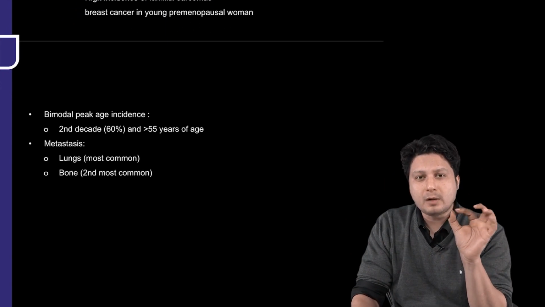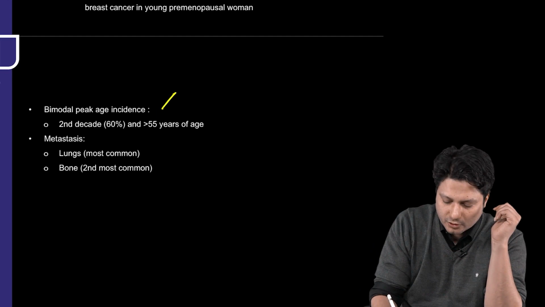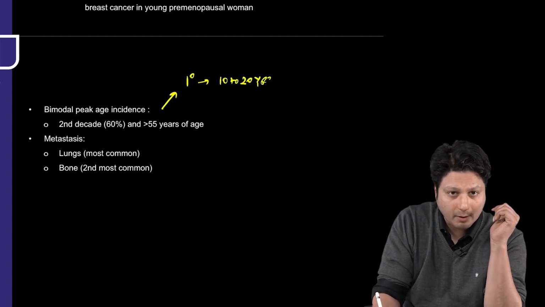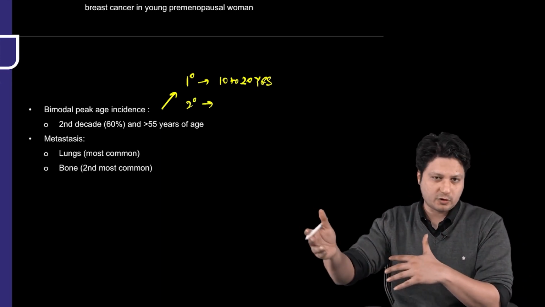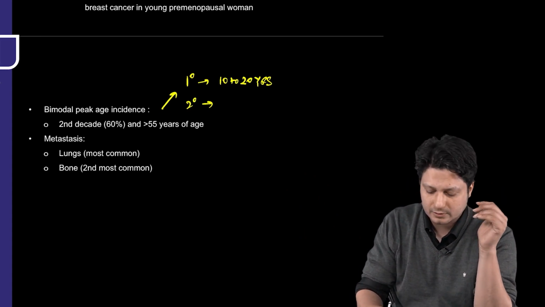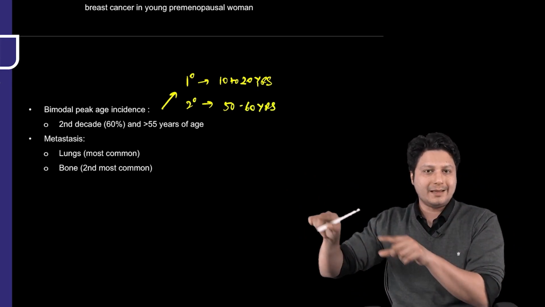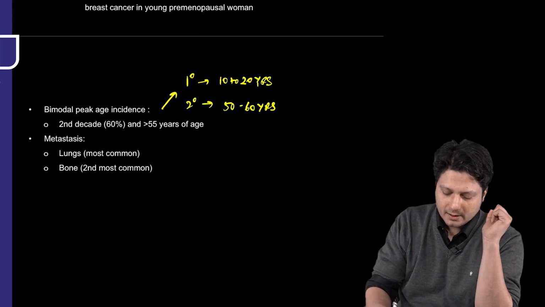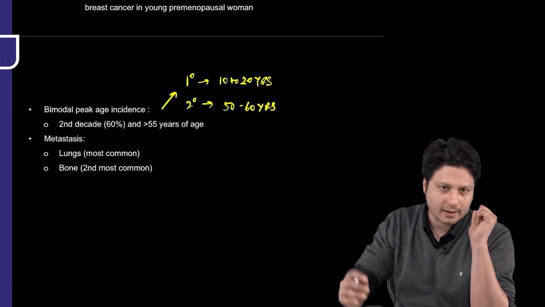Next, the bimodal peak of incidence. Why is there a bimodal peak of incidence? The reason is that for primary osteosarcoma, the age is 10 to 20 years, which we have already talked about. But for secondary osteosarcoma, the age is 50 to 60 years. We have talked about the 40 to 60 years category in age predilection also. So it will be around 50 to 60 years of age. That is how there is a bimodal peak in the incidence of osteosarcoma. So primary in a lesser age group, secondary in a greater age group.